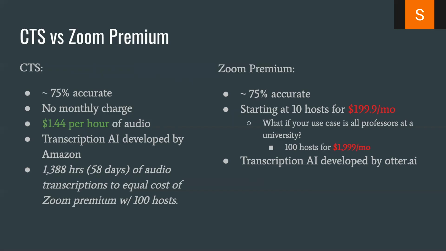Our transcription system was developed by Amazon for a backend, while Zoom's was developed by Otter AI. And as you can see, Zoom Premium is quite a bit more expensive, especially if you start getting up to 100 hosts, which would be more of a university level, such as Southern Oregon University. That would be equivalent to 1,388 hours or 58 days of audio transcriptions, equal to the cost of 100 hosts. So our system is quite a bit cheaper for basically the same functionality.